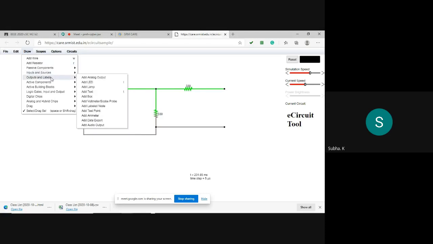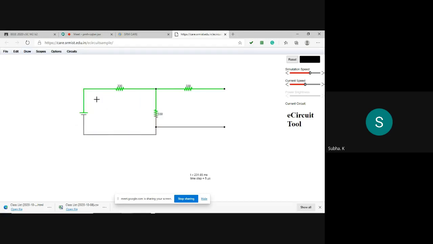Okay, now I will add outputs. One voltmeter I will add here. You know how to add? Like this you will add. Let me see. Okay, what is the value? Okay, across this you connect one voltmeter, and then you will scope.